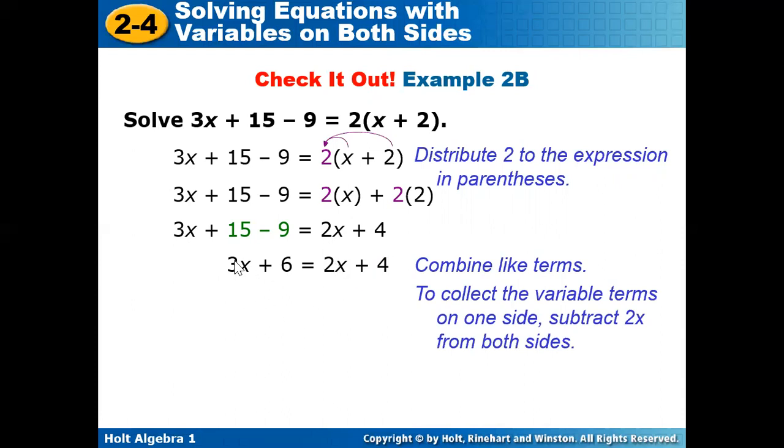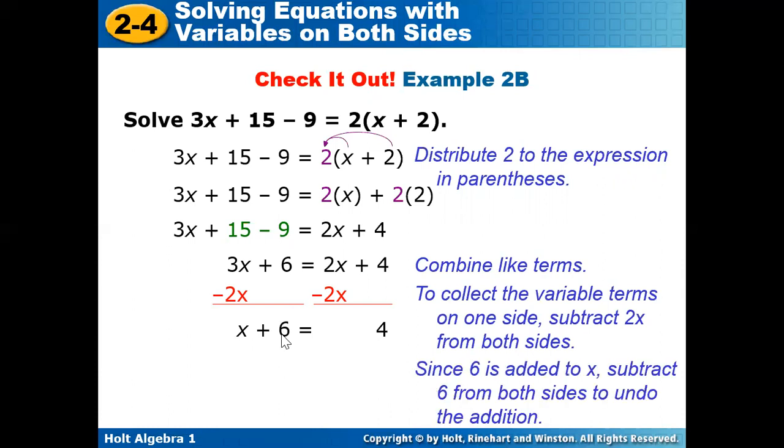We will move our 2x together. The whole variable term gets moved, so it's a positive 2x. So we will move it by subtracting 2x from both sides. We have not touched our non-variable terms in this step. 3 minus 2 equals 1x. 1x is written as just an x by itself. So we have x plus 6 is equal to 4. And now we are going to move our non-variable term. Since it's a positive, we are going to subtract it from both sides, and x is equal to -2.